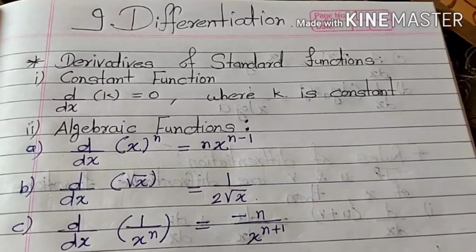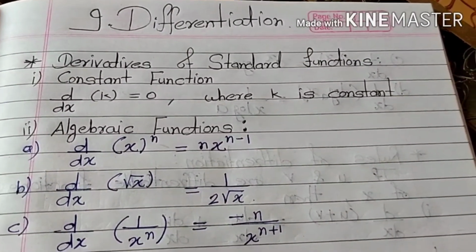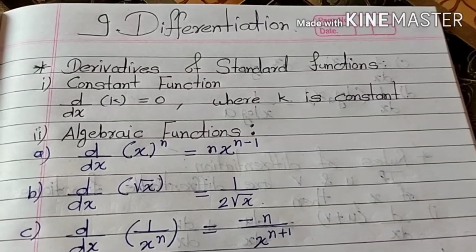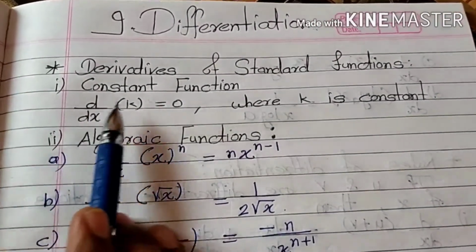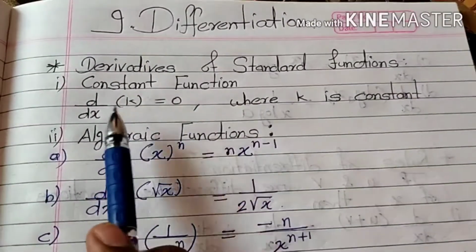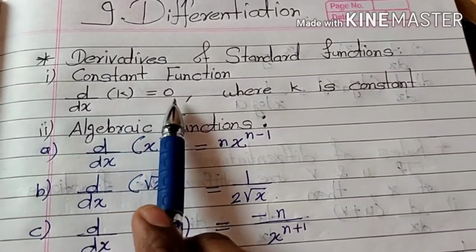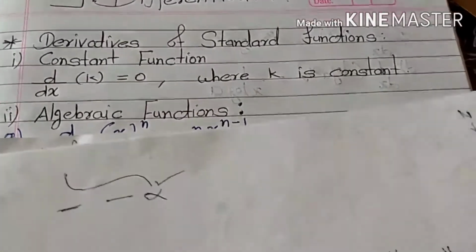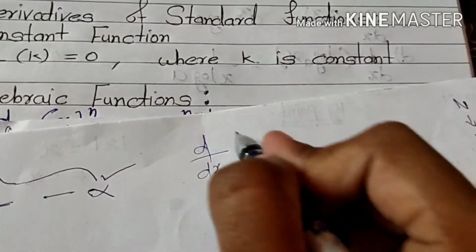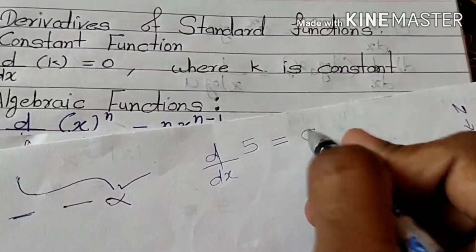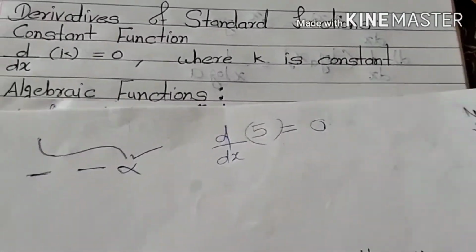Hello student, today we are going to discuss a new subtopic of differentiation, that is derivative of standard function. So here the first function is the constant function. The derivative of a constant is always equal to 0. Suppose the derivative of 5 is 0, where 5 is a constant.